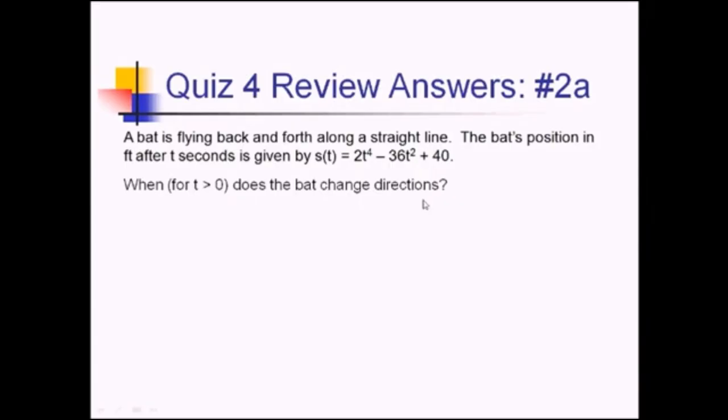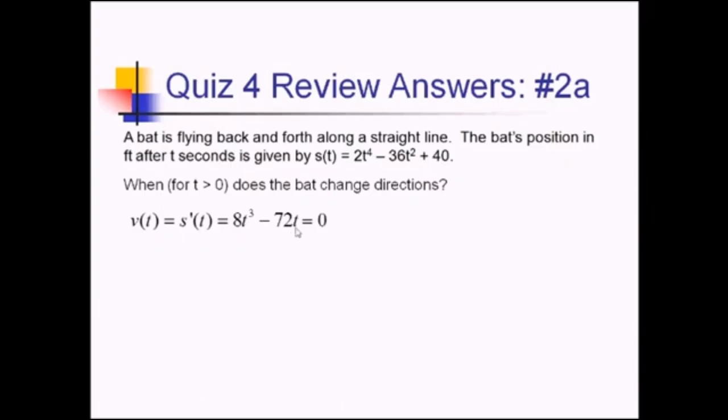If I'm talking about a direction change, I'm talking about places where s prime, the derivative of this, the rate of change of this, is changing sign. So I need to figure out s prime first, and that's also the same as my velocity. So that's going to be 8t cubed minus 72t, and that 40 is gone because the derivative of that is 0. So we need to know when this function changes sign, so we need to figure out where it equals 0 to start off.